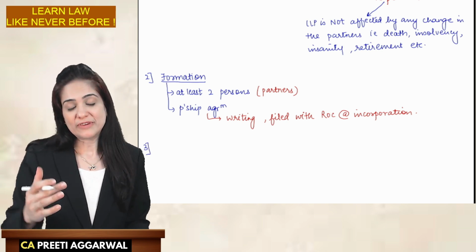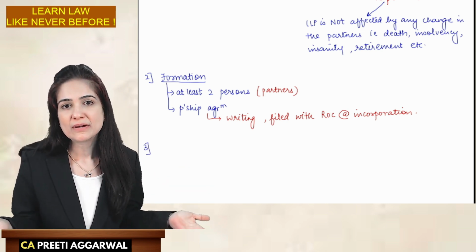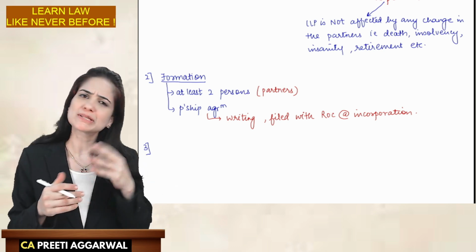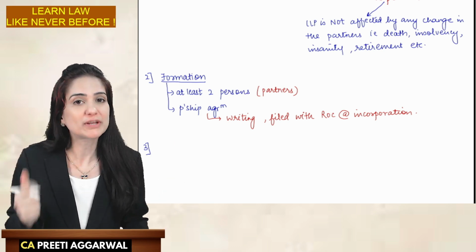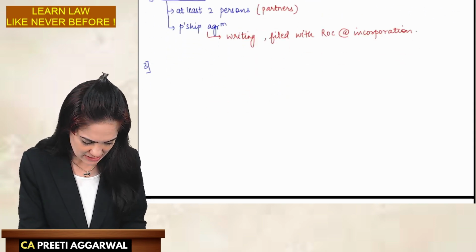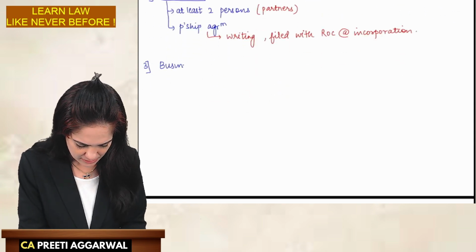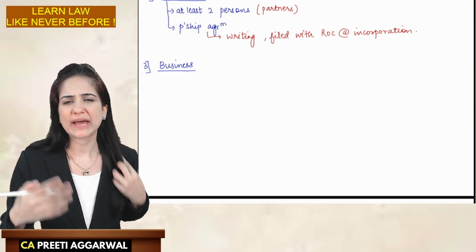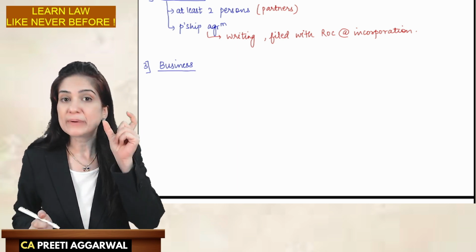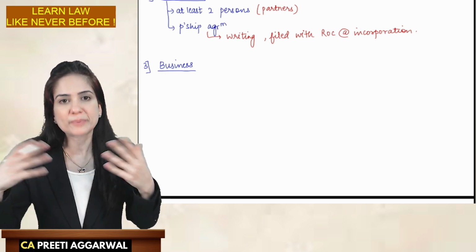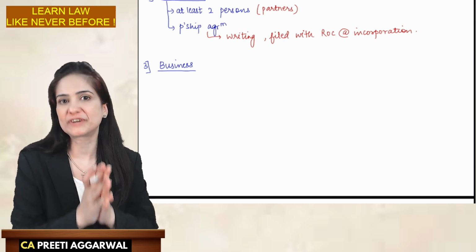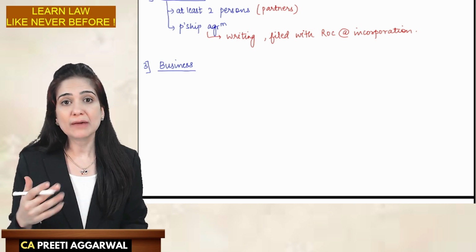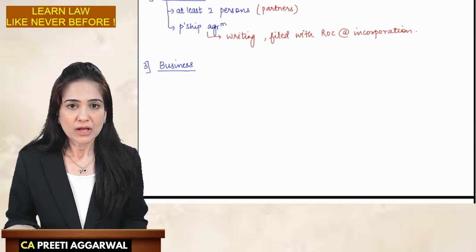Now we have already formed an LLP. So what is the purpose? What is the business for which we have incorporated LLP? So let us discuss something about business. Now this business will include every trade, profession, etc. The word business gives us an impression that it should be a profitable one. It should be with the aim of earning profit.